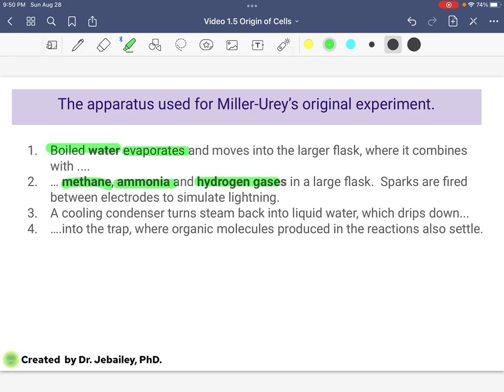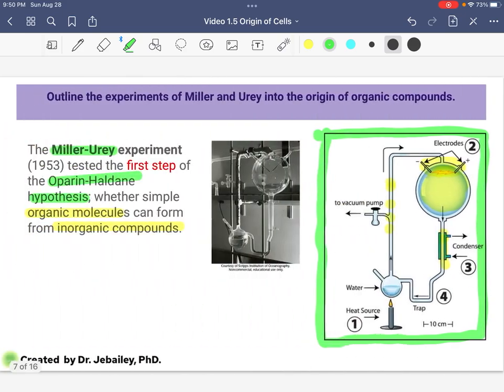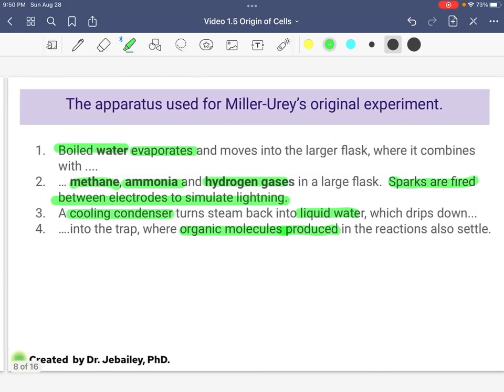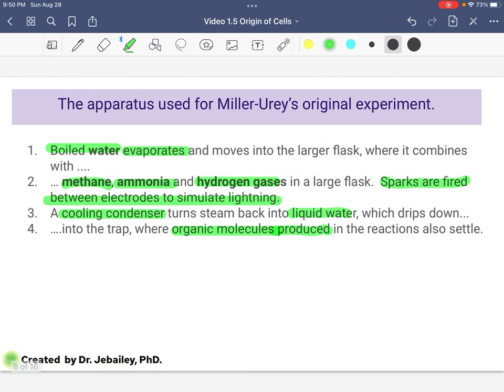When they mix, you put sparks of electrodes because you're trying to simulate the lightning of the atmosphere. Once you do that, you cool it off. When you cool it off, they go back to being liquid water. And then from that liquid water, you trap that liquid and you find out organic molecules were produced. So you don't have to do this entire drawing. You can just do steps. You can simply draw if the teacher ever asks.